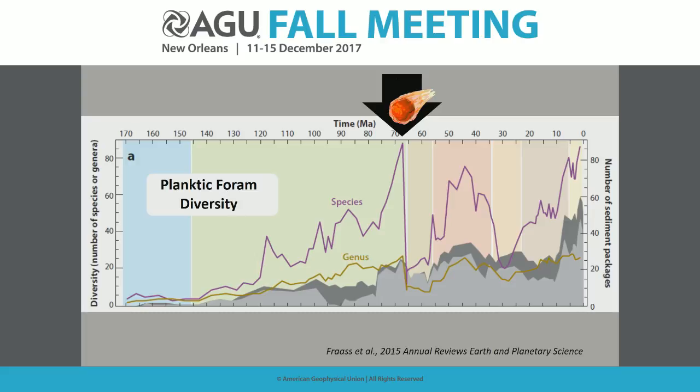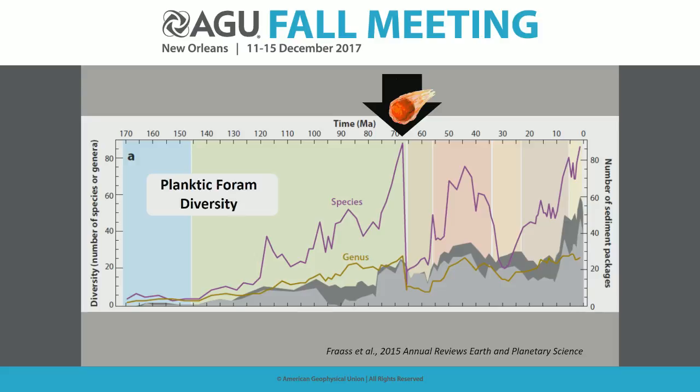This is from a great paper by Andy Fraass from a couple years ago, and all the way back here is when planktic foraminifera evolve. Planktic foraminifera, for all your planetary science folks, by the way, are size plankton that float around in the oceans. They have a hard shell. We can study them. It's good. So planktic forams evolve back here in the Jurassic.